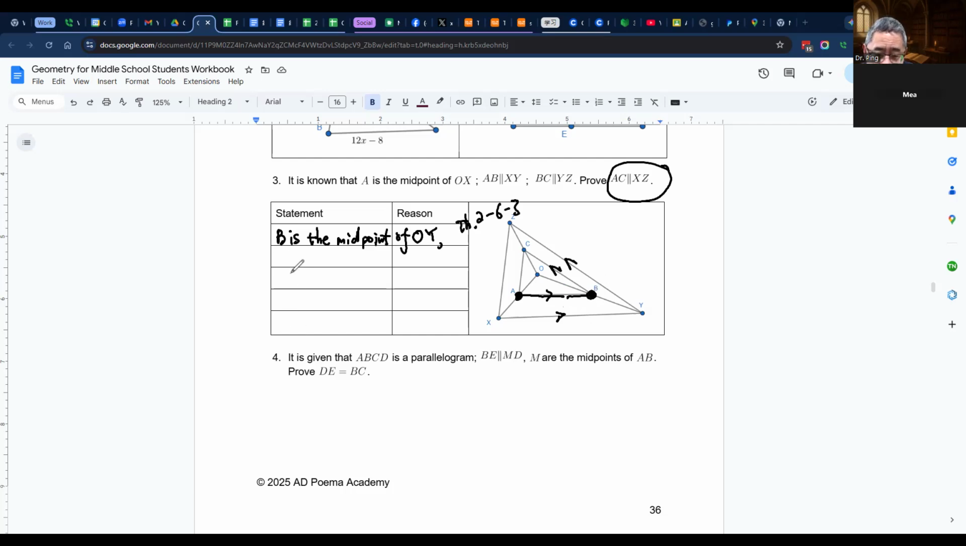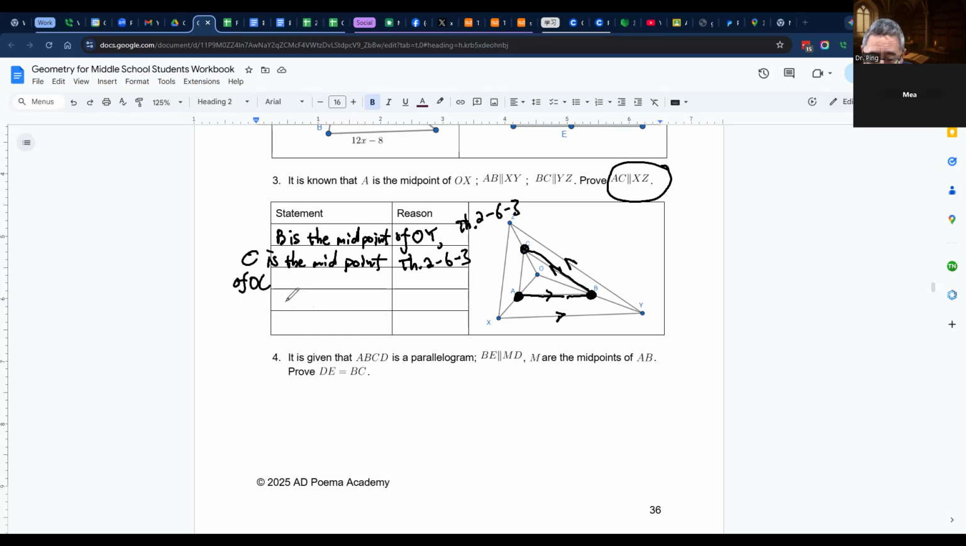Okay. And we also know that BC is parallel to YZ. So same idea. Then if you draw a parallel to that, then C is the midpoint of OZ. Okay, so same thing. That's Theorem 2-6-3. And then now we know C is the middle point, and this is the middle point.